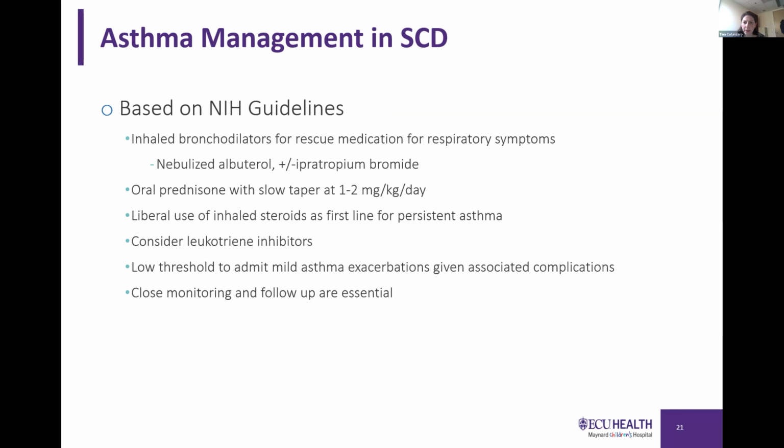So the use of inhaled bronchodilators, nebulized albuterol or ipratropium, and oral prednisone can definitely be at times controversial, but they strongly recommend not withholding it, especially in a patient having an acute exacerbation with wheezing and hypoxemia. Liberal use of inhaled steroids is recommended, considering leukotriene inhibitors such as Singulair, and having a low threshold to admit mild exacerbations because they are at high risk for associated complications. And then close monitoring and follow-up.